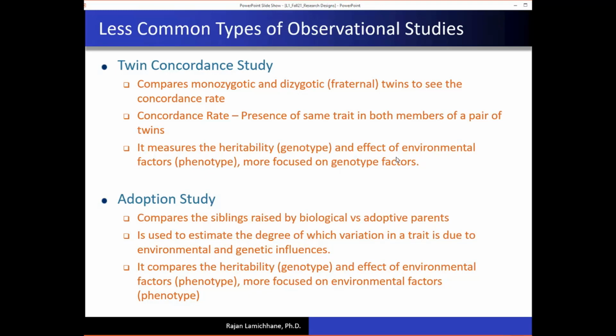And adoption study is very similar to twin concordance study, but it compares the siblings raised by biological versus adoptive parents. It means it's more about the environment. In the previous case, it's more about the genotype factors. Here, in adoption study, we want to see how these siblings differ for both biological and adoptive parents. And it is used to estimate the degree to which variation in a trait is due to environmental and genetic influences. And it also compares the heritability or the genotype and the effect of environmental factors, the phenotype.